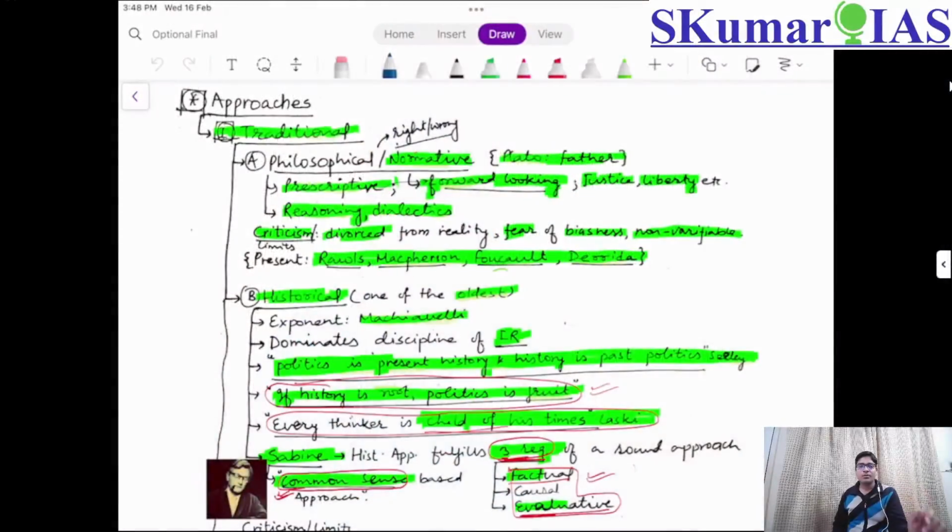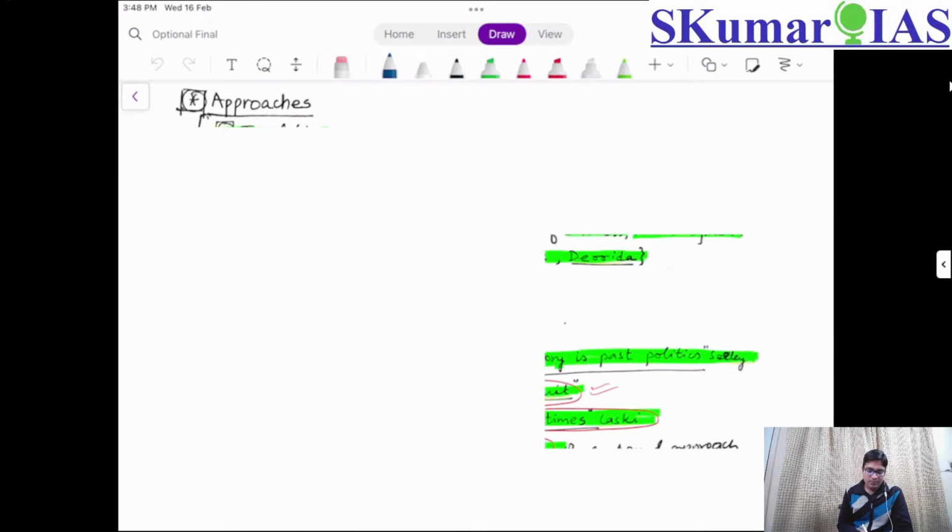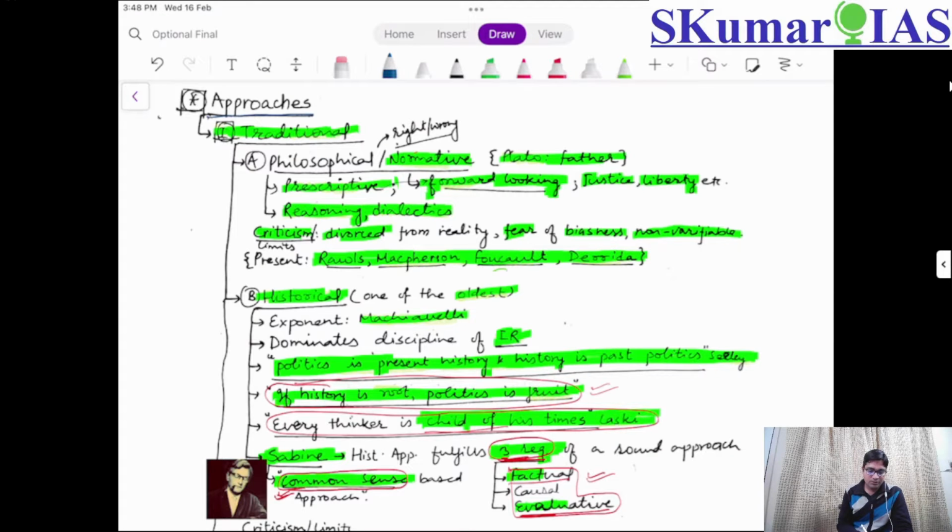So, in today's lecture, we are going to study the approaches of political theory. So, without much delay, let us begin today's lecture. In approaches of political theory, there are basically two approaches we can say: traditional approach and modern approach. So, first of all, we'll study the traditional approaches.